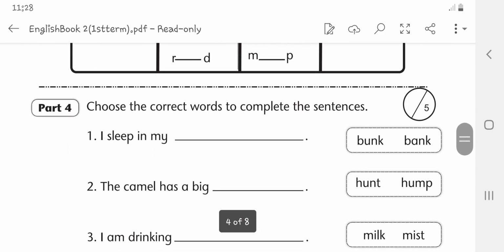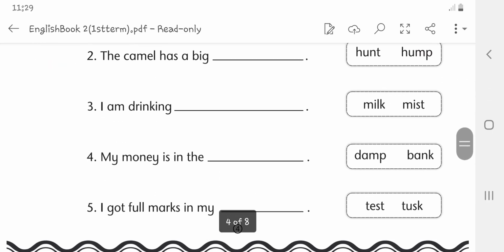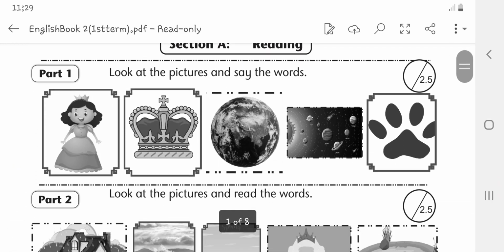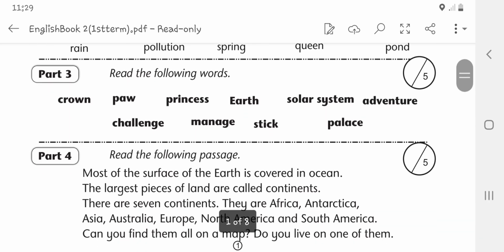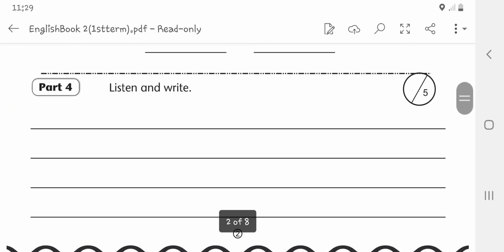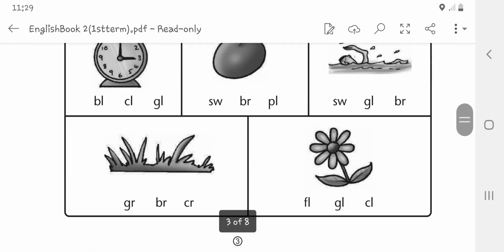And part 4 is they will read the sentence, make sense of the sentence, and then choose the correct word to fill in the blank. So I sleep in my bunk. It cannot be bank. So the camel has a big hump. It cannot be hunt. This part has 5 marks. As you can see, in every section, the difficulty level gradually increases. In every section, part 1 is very, very easy, while part 4 is a little bit challenging.